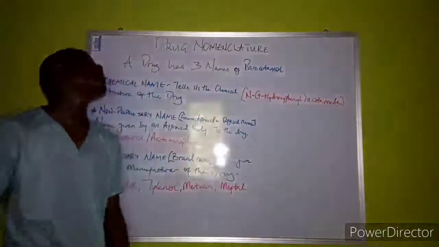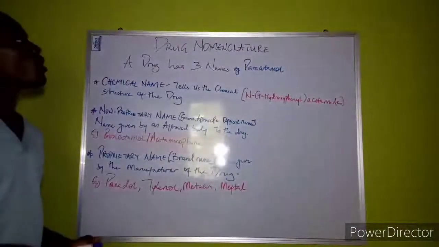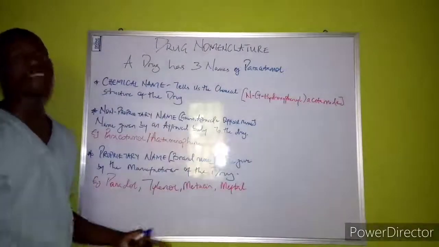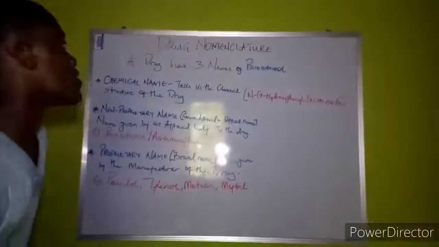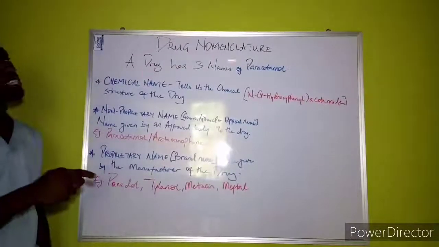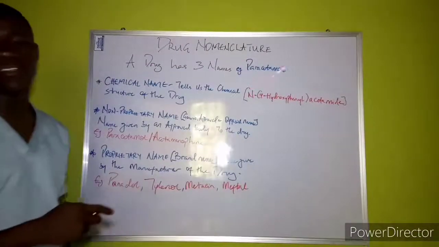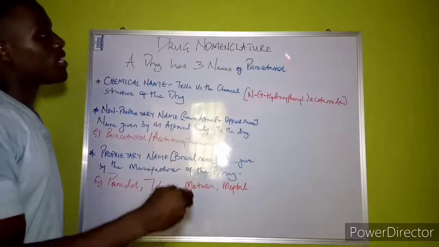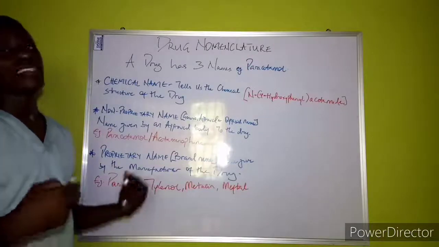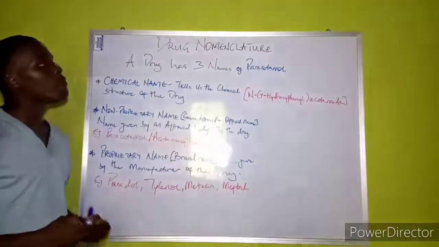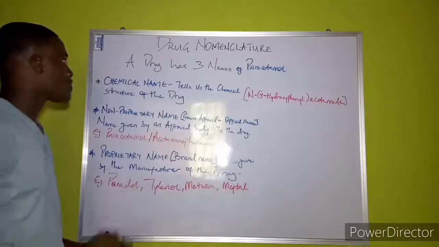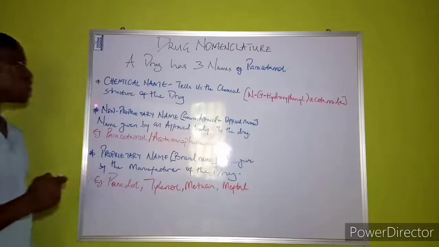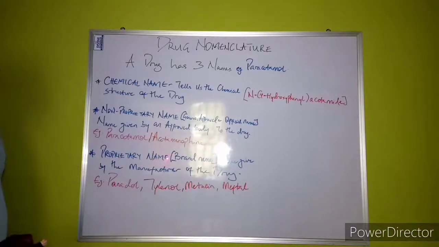In today's video, we'll be talking about drug nomenclature. When we say drug nomenclature, it simply refers to the names that are given to various drugs. A drug typically has three names, and for the sake of this video, we'll take an example of a drug which is commonly known as paracetamol. The three names are the chemical name, the non-proprietary name, and the proprietary name.